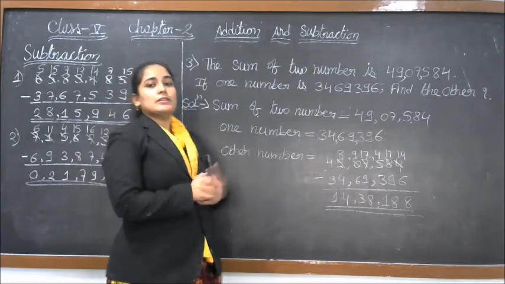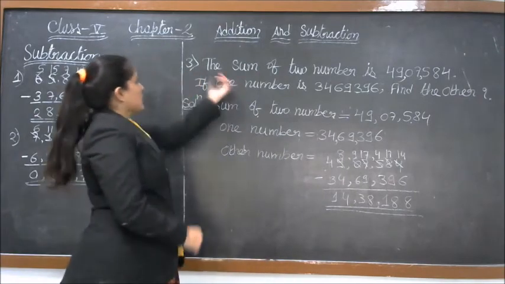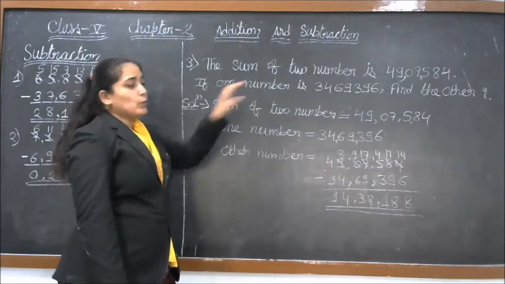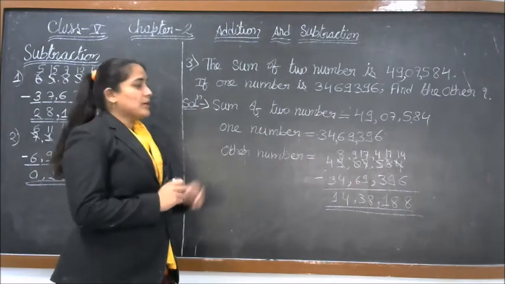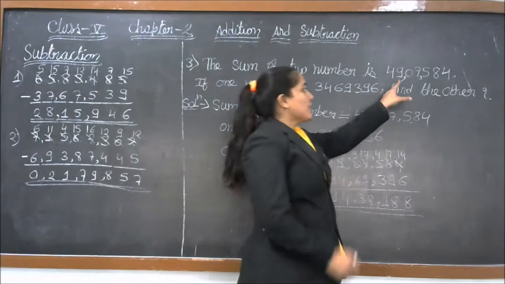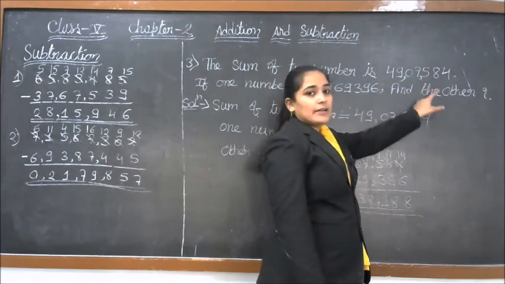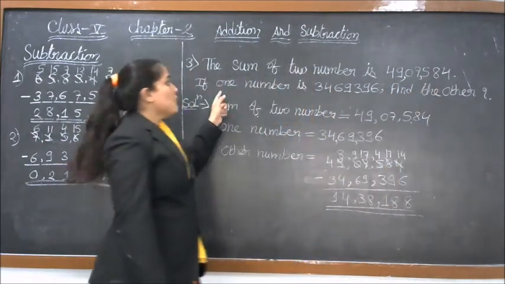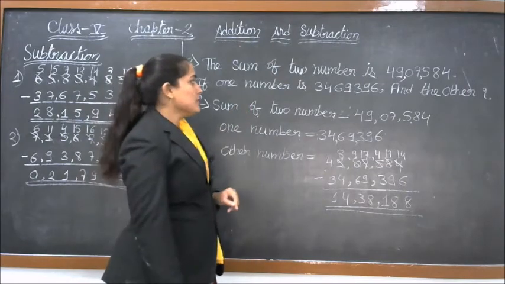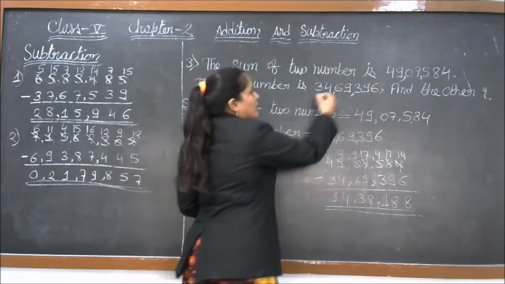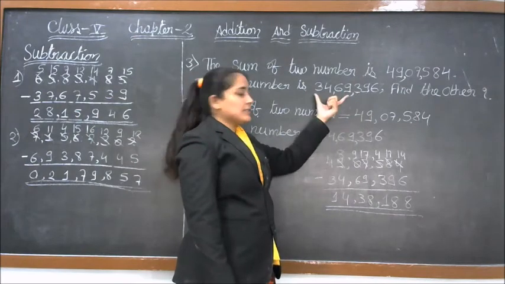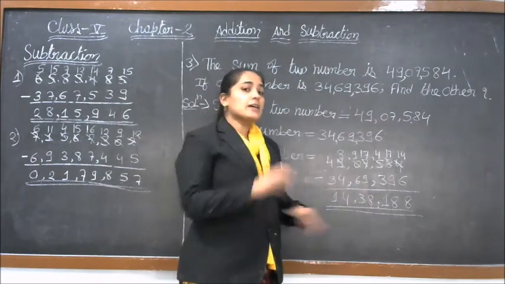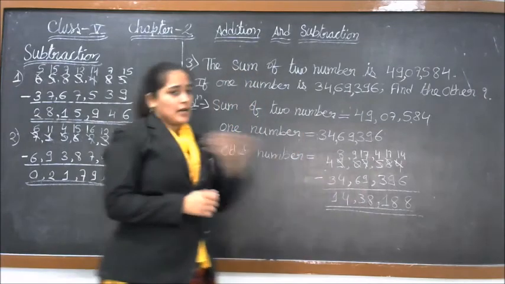Now, we take a theory question. The question is: the sum of two numbers. Sum means addition. When we add two numbers, their sum is 49,07,584. One number is 34 lakh 69,396. Find the other, means we have to find the other number.